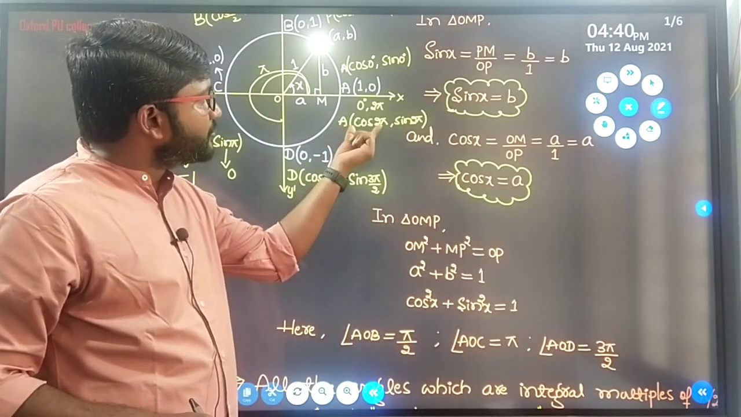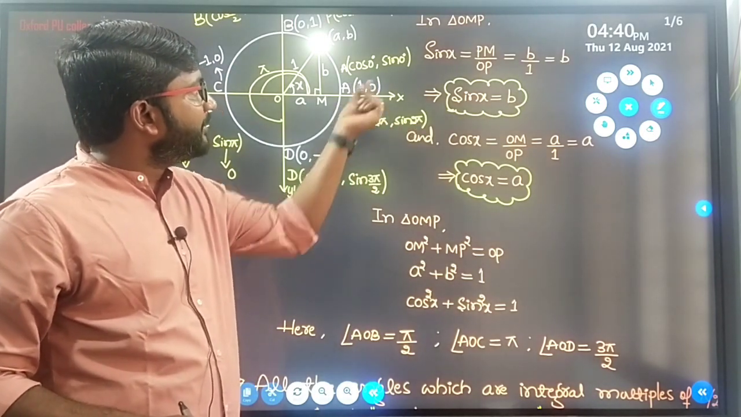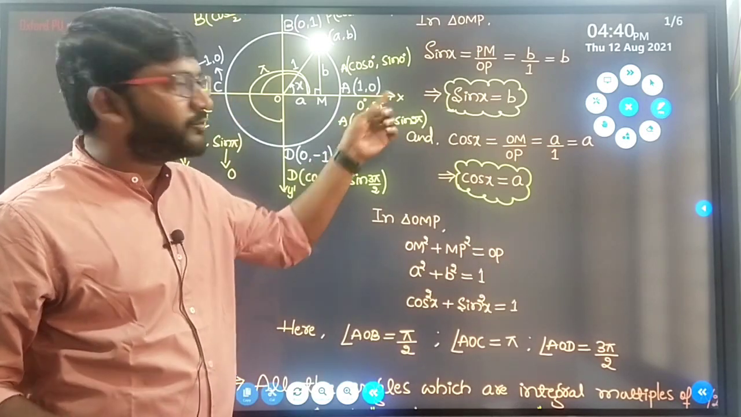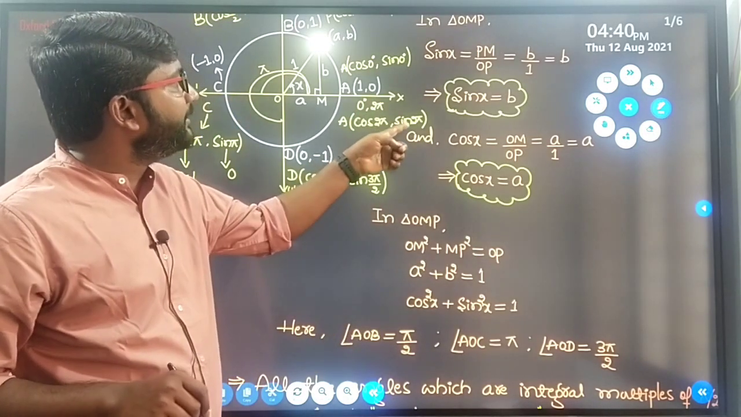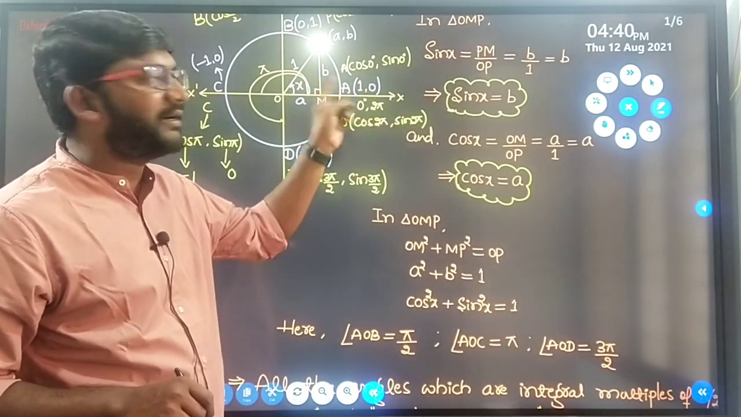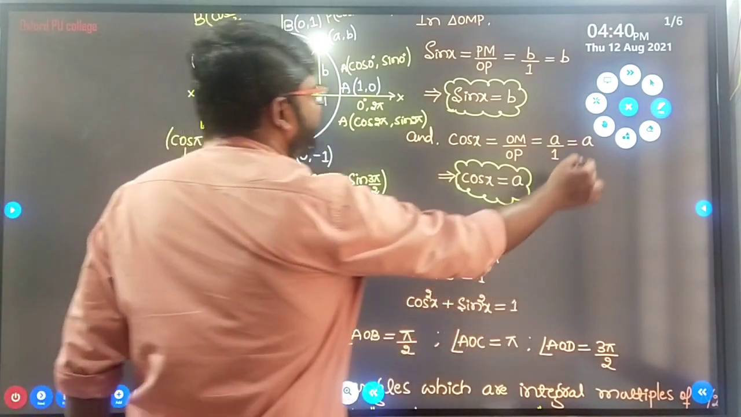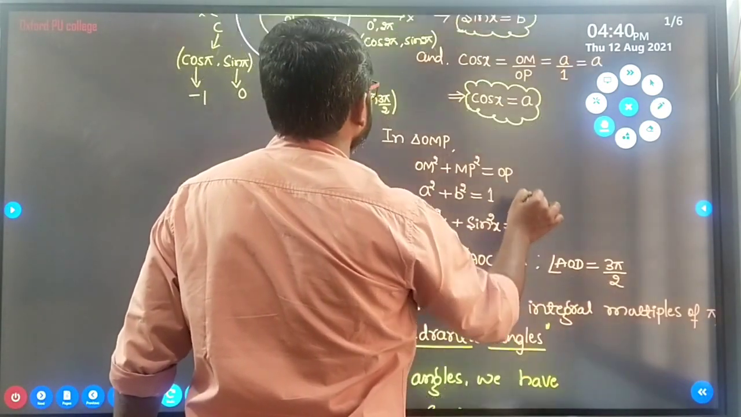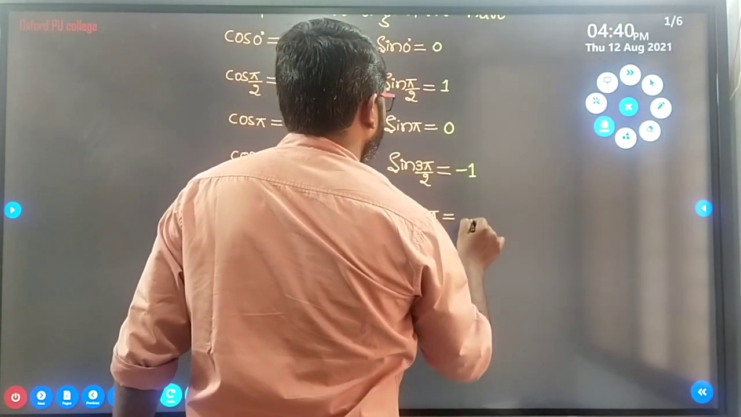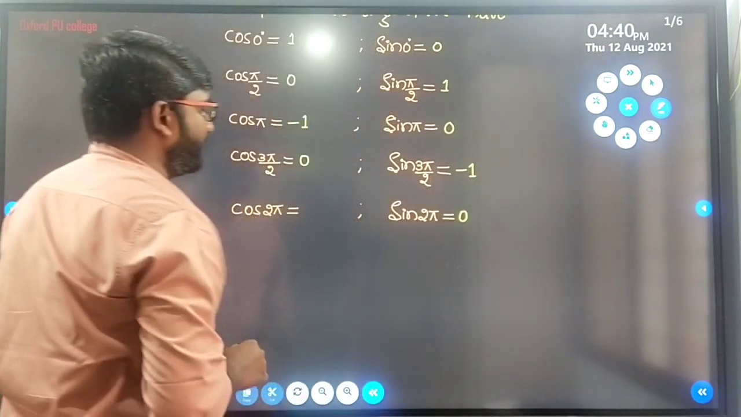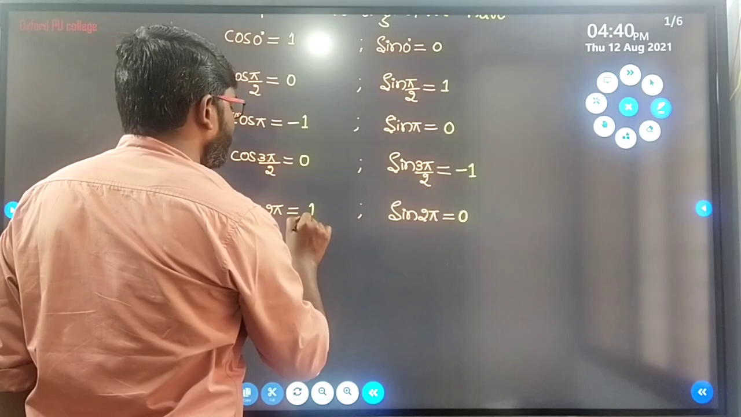Now compare cos 2 pi comma sin 2 pi with 1 comma 0. On x-axis y coordinate must be 0. That means sin 2 pi it will be 0, whereas cos 2 pi it is plus 1. Let us write those two values here. Sin 2 pi it is 0, whereas cos 2 pi it is plus 1.